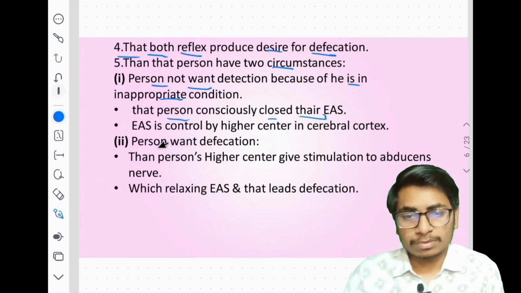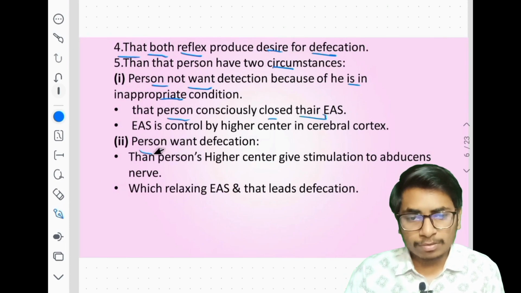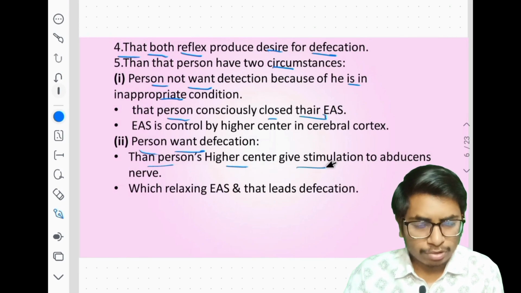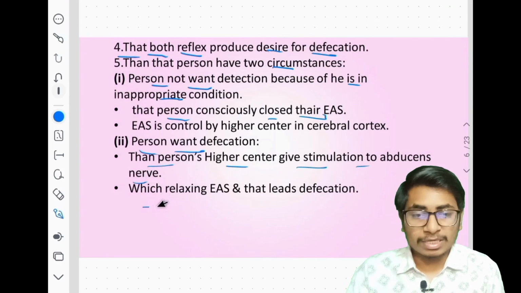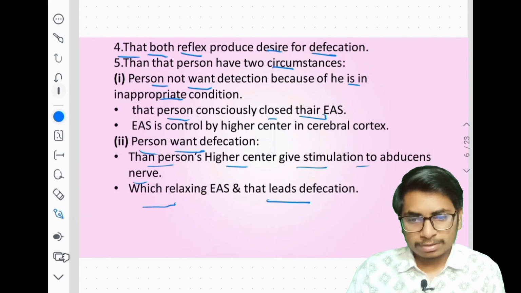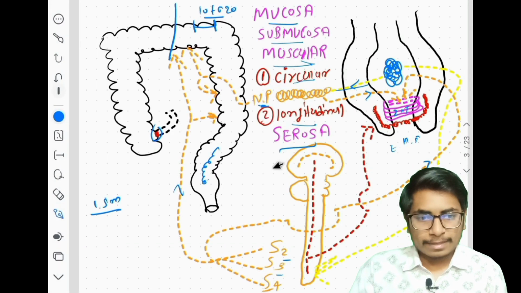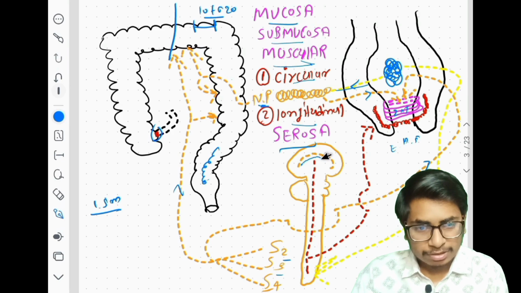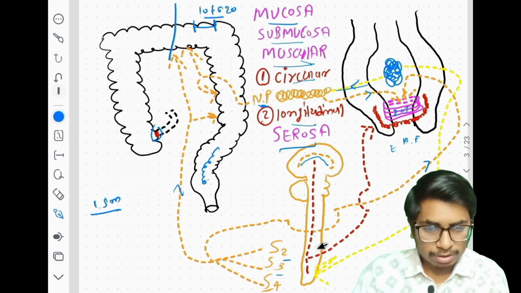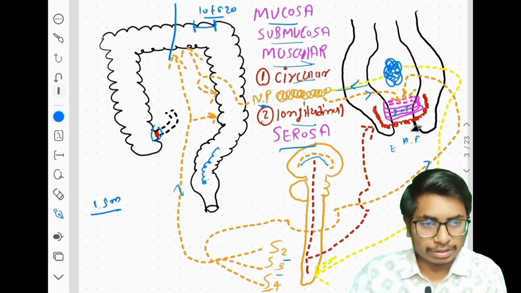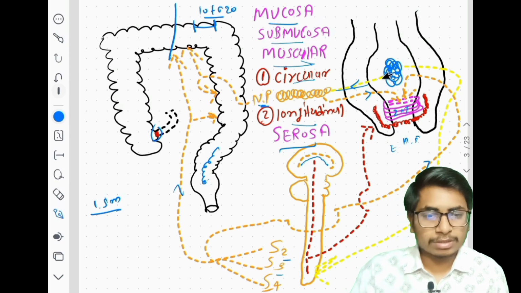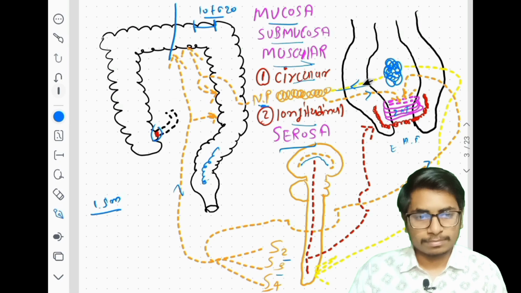In the second circumstance, if the person wants to defecate, the person's higher center gives stimulation to the abducent nerve, which relaxes the external anal sphincter consciously, and that leads to defecation. Here in the cerebral cortex there is the higher center, which gives stimulation to the abducent nerve, and that relaxes the external anal sphincter. The higher center has a conscious or voluntary control.